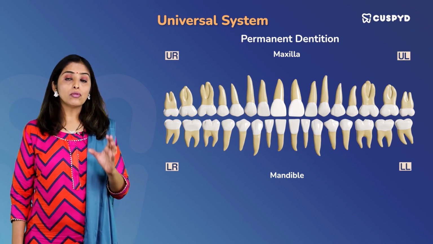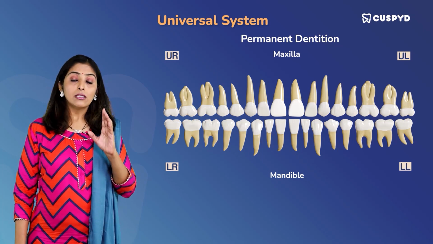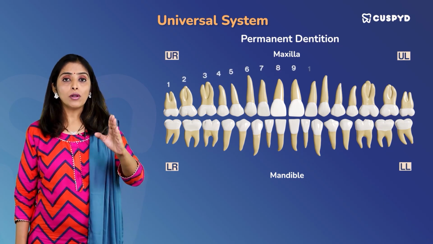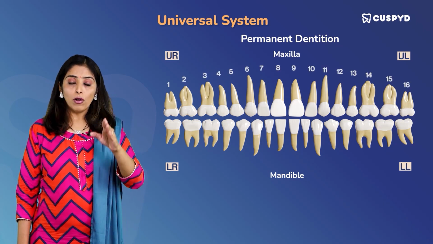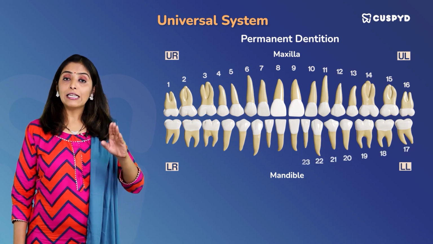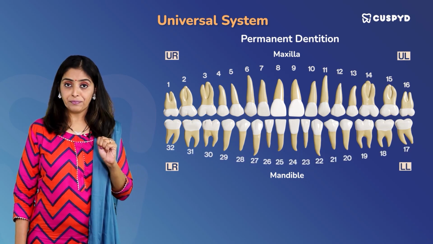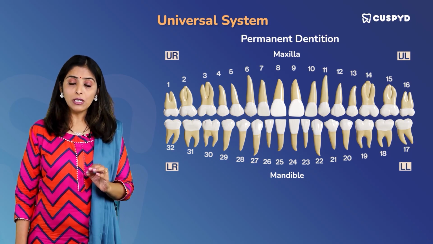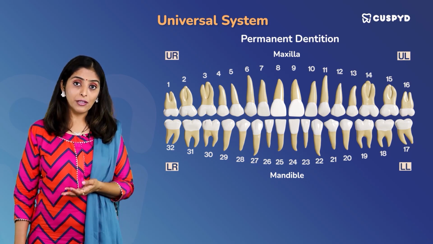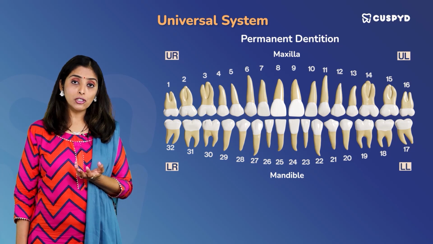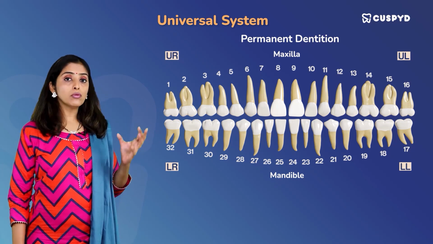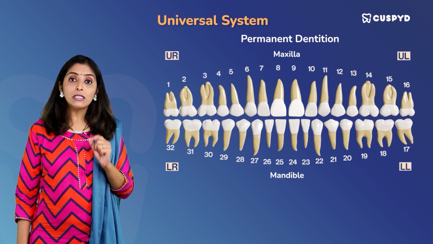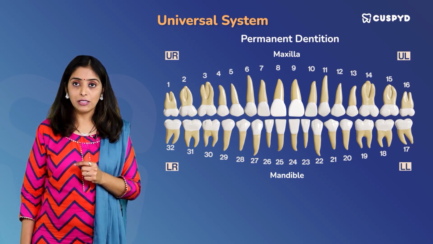So, each tooth was given a separate number starting from the upper right quadrant, going on to the upper left, following down to the lower left and ending in the lower right. This way, what happened? Each tooth had a unique number. Just like you have your Aadhaar number, which is a unique identification number, similarly each tooth in this particular system had a unique number, and that is why the need for the symbol was eliminated.